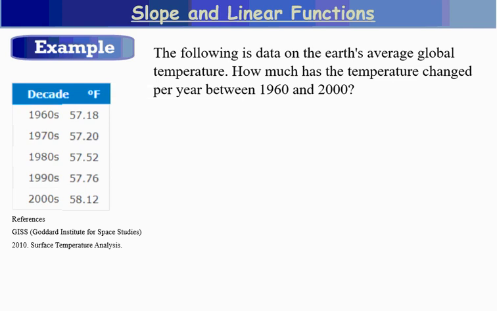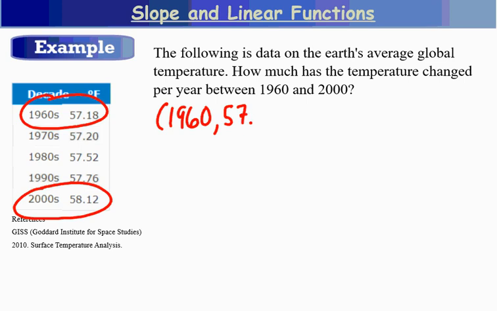We're going to start with a data set. That's where people actually start to look for trends and get equations for functions. So here is data on the Earth's average global temperature. How much has the temperature changed per year between 1960 and 2000? So I'm going to circle those two data points, 1960 and 2000. They say the decade's 1960s. We'll just call that the year 1960 though. Temperature average on Earth was 57.18. And the other year is 2000, and the average temperature is 58.12.